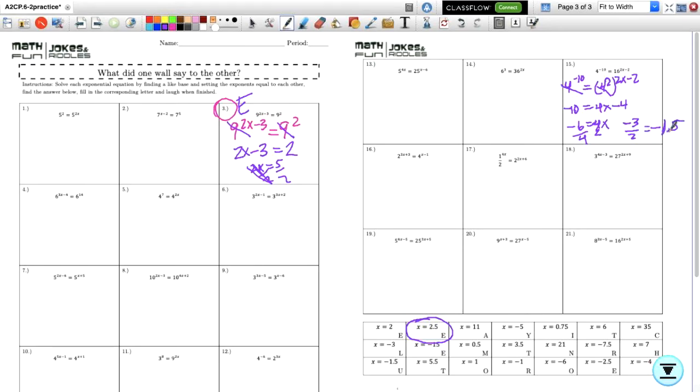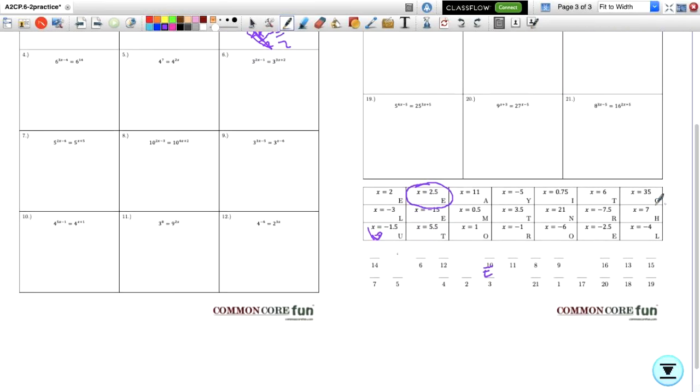Top divided by bottom. So I'm going to look down here. Negative 1.5 is right here. It's going to be the letter U, and this was also the number 15. So everywhere that I see a 15 down in my sentence, I'm going to put a U. So 15 is going to be U, and that's it. Okay? And I'm done with that one.